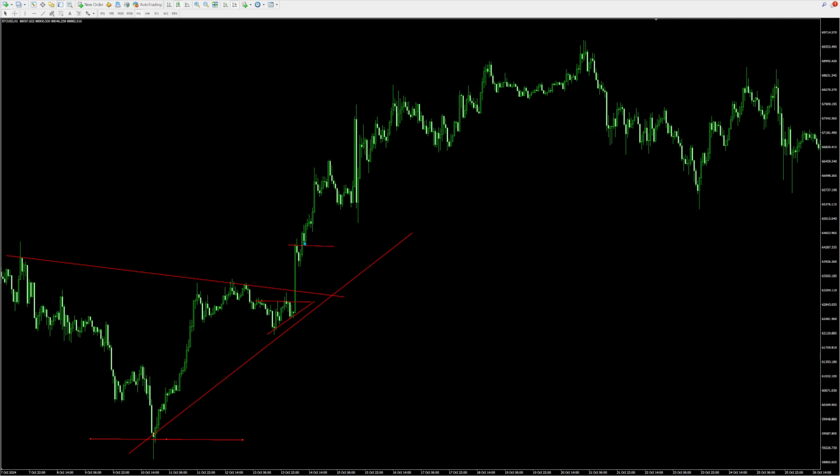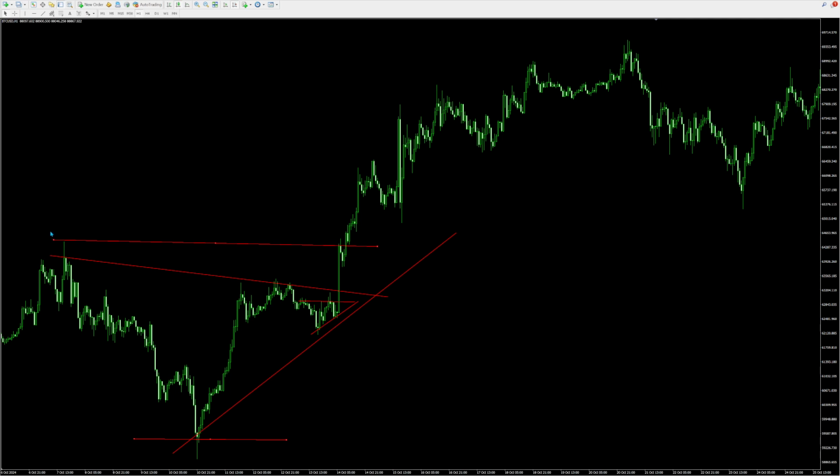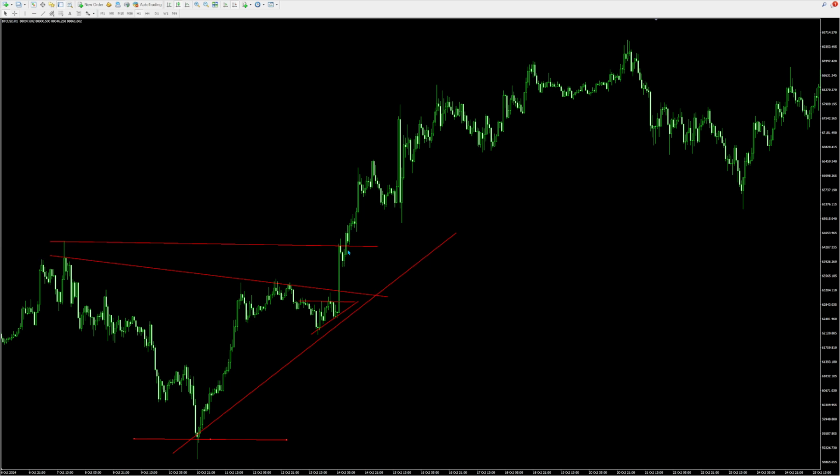That resistance then becomes support. In fact, if we take it back, you can see it's more or less lining up with that resistance there. So we know it's a strong historical level. Once it's breached, it becomes support and then the price continues upwards. So that's another entry there. Stop loss again below the low.